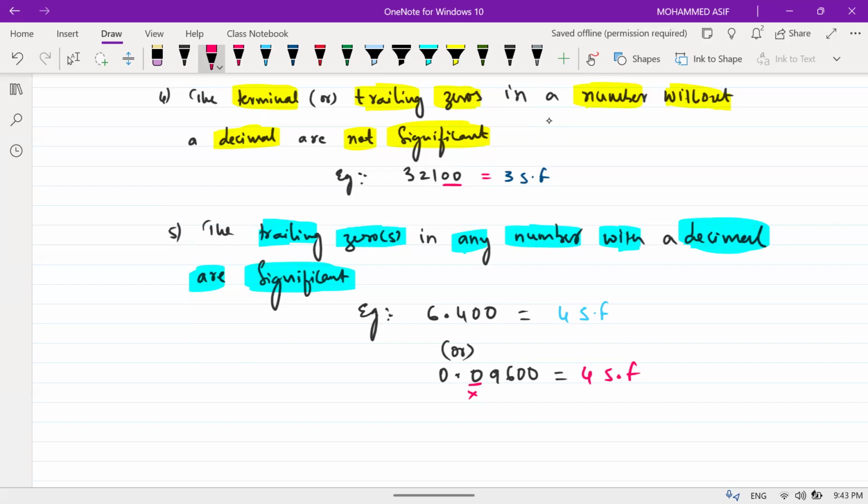Sir, the value of 6.400 is approximately 6.4, right? At the time of round off? We are not talking about rounding off right now. I'm not discussing anything about round off. I'm just talking about how to give the number of significant figures.